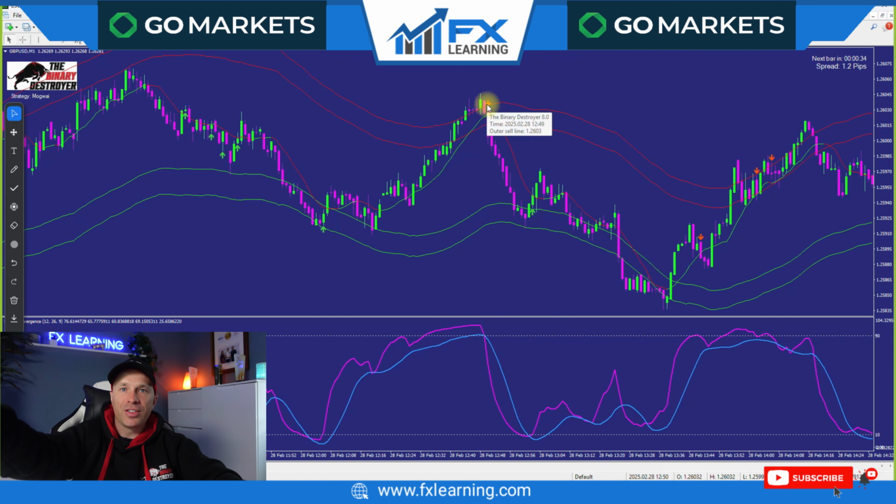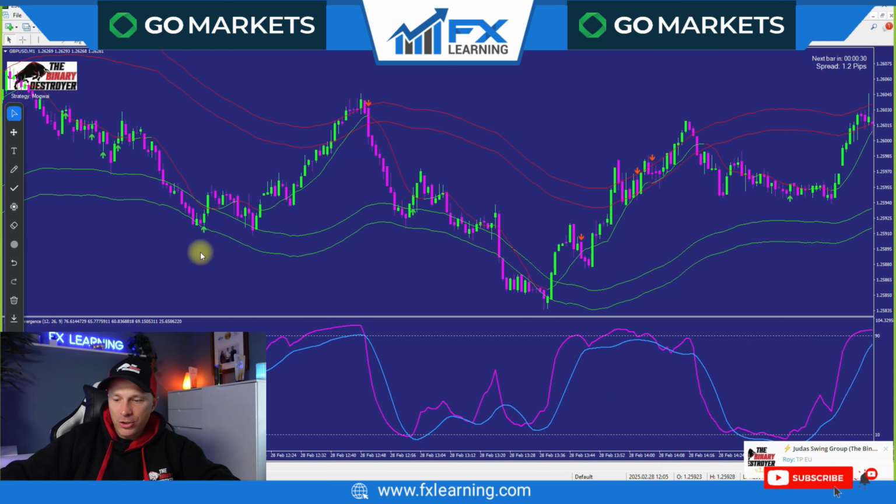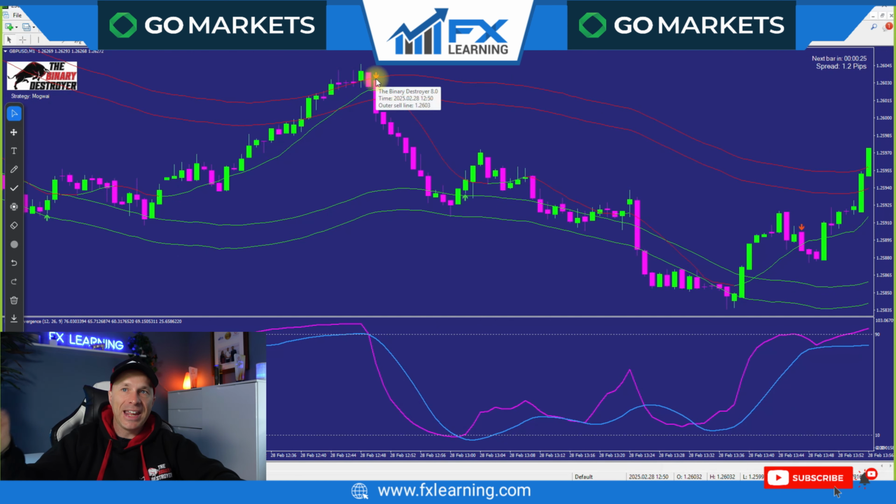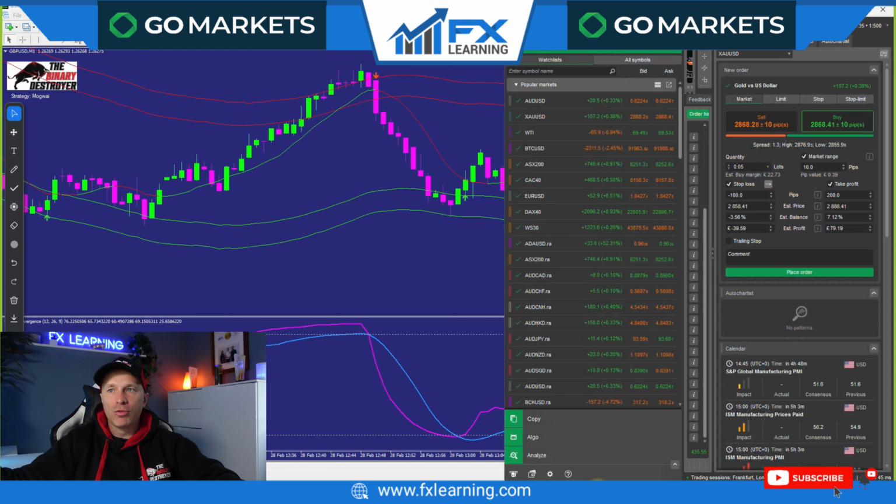I'll find you one more. There you go, right? So there's the winner just there. Let me just zoom in on that one. Okay, that one's not a valid trade because the arrow is not outside the zone. That one at the top is, and that one's a winner. And that's all I do, right?